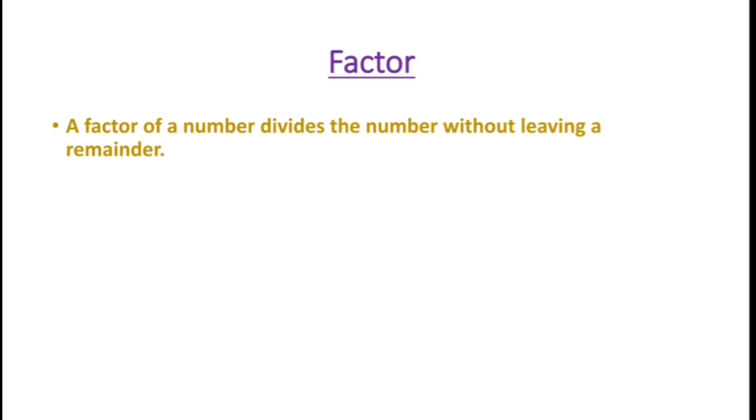Factors. What is the meaning of factor now? When we divide the given number, we should get the remainder as 0. If we get 0 from the divisor, then that divisor is called the factor. A factor of a number divides the number without leaving a remainder, which means the remainder should be 0.